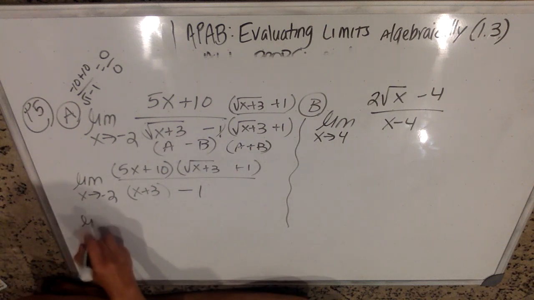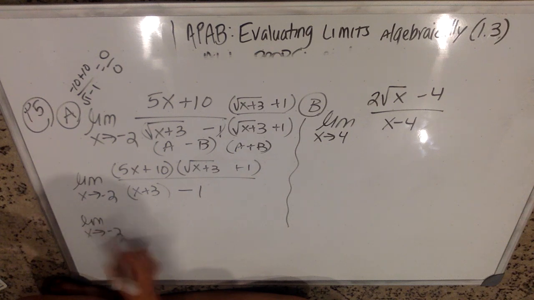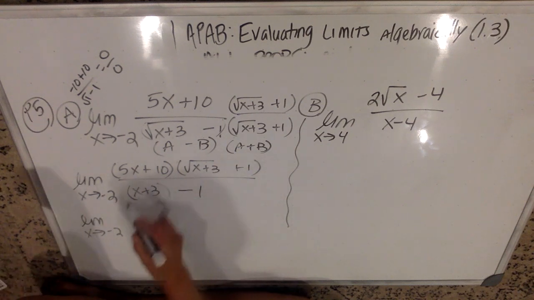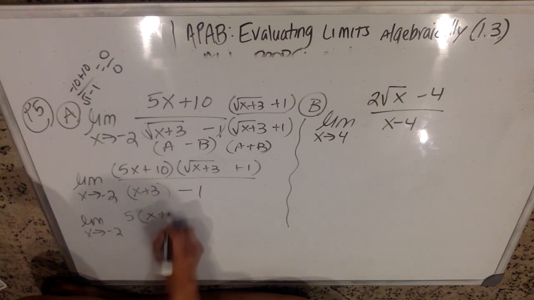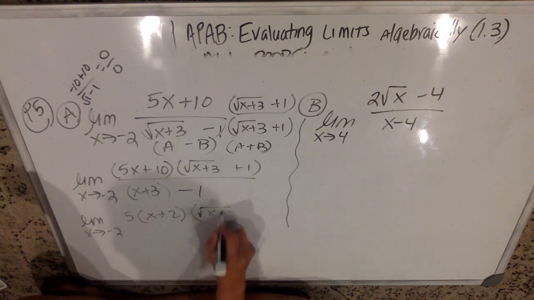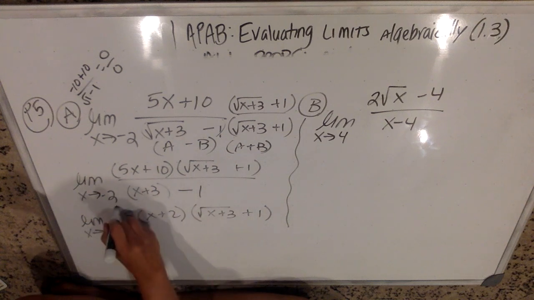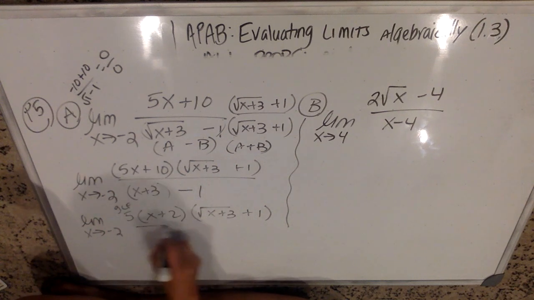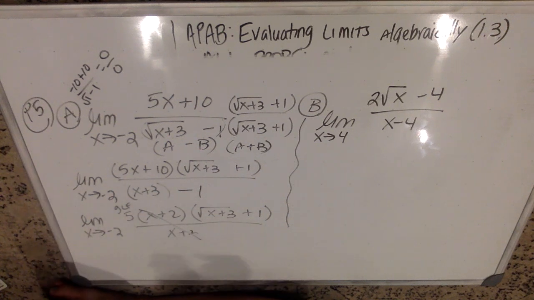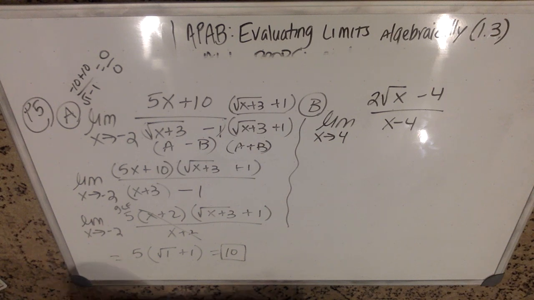So on the top, I see this 5x plus 10 and recognize that it has a GCF of 5 times the quantity x plus 2 times this root x plus 3 plus 1, right, because this is my GCF of that top term right here. And on the bottom, I have an x plus 3 minus 1, which is an x plus 2. Sure enough, there go your x plus 2s, and now when you plug in, you're going to get a 5 times a root 1 plus a 1, which is going to be a 10. All right, let's go ahead and try B, and then we'll call it a day for this video.